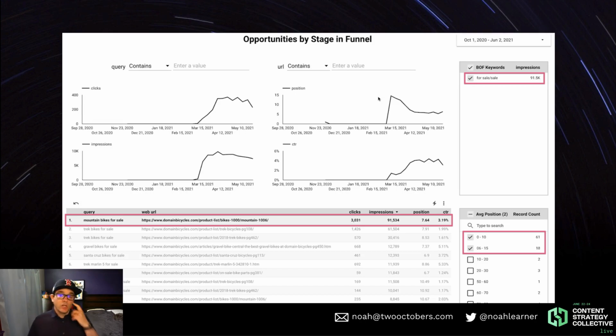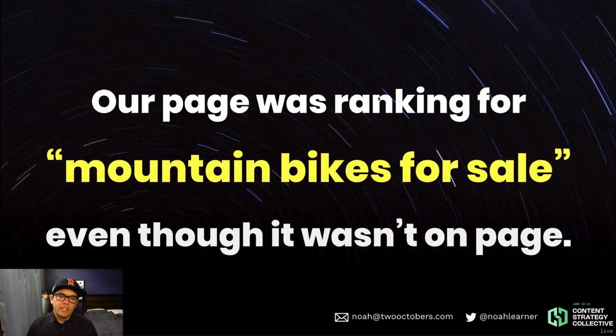This is our page wherein we're looking at queries that are ranking between position 0 and 15. I also have some filtering applied up above, wherein I'm only looking at terms that contain sale and for sale. Let's understand how this was valuable to us. We had noticed that our page was ranking for mountain bikes for sale, which, as you can imagine, in the bicycle industry is a really important head term or even long tail term to rank for. We also noticed that that term was not on page, in the page title, or in the URL.